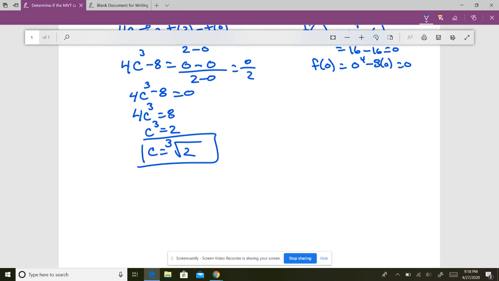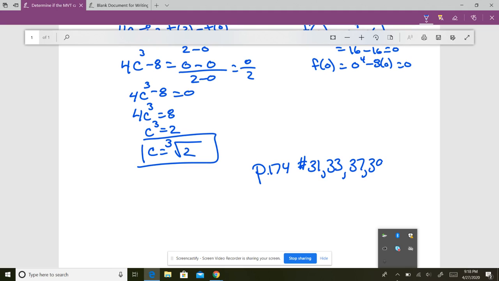All right, that's the mean value theorem and Rolle's theorem. If you're looking for some practice questions, page 174, numbers 31, 33, 37, 39, 41, 43, and 45. This otherwise is known as 37 to 45 odd.